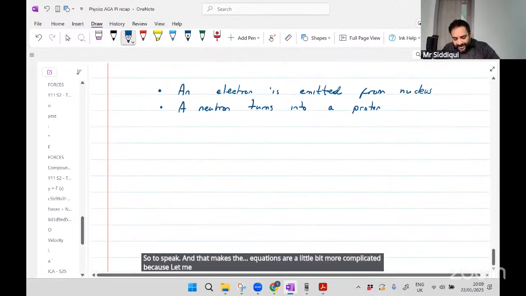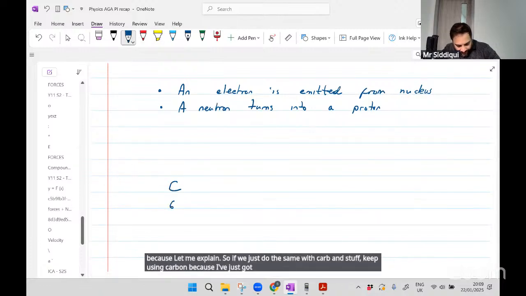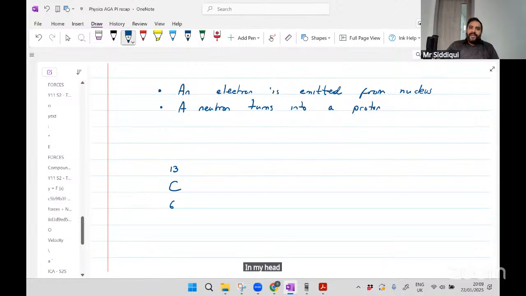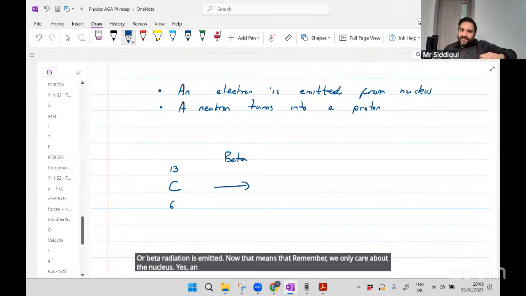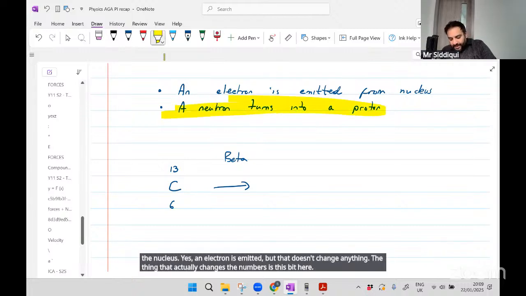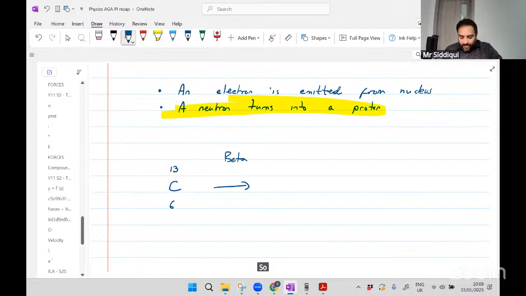If we just do the same with carbon, I'll keep using carbon because I've got the numbers in my head right now. Let's say we've got carbon and it now undergoes beta decay, or beta radiation is emitted. Remember, we only care about the nucleus. So yes, an electron is emitted, but that doesn't change anything. The thing that actually changes the numbers is this bit here: a neutron turns into a proton.